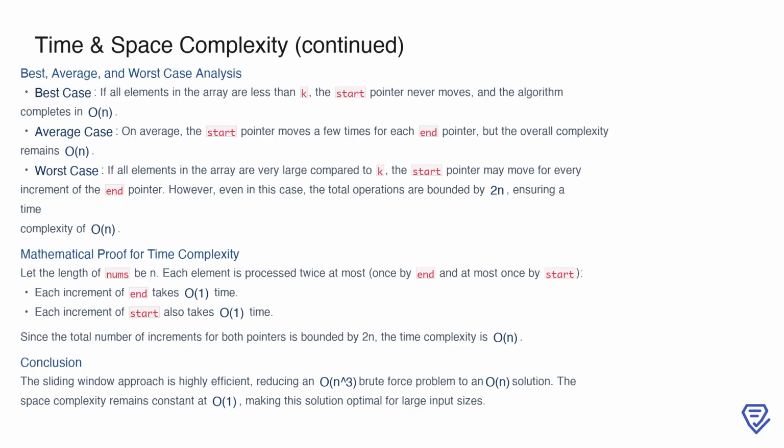This sliding window approach not only brings the time complexity down from O(n³) to O(n), but it also maintains a constant space complexity of O(1), making it an optimal solution for handling large input sizes efficiently.